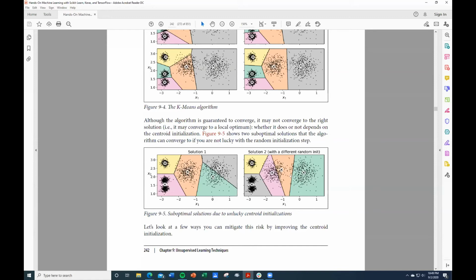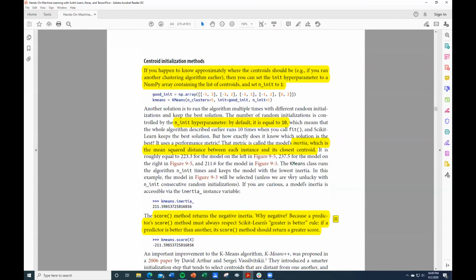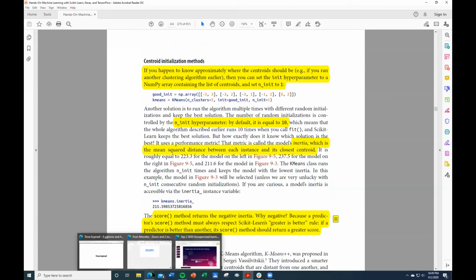Okay, so what you can do is improve the initialization of the centroids to avoid as much of an influence from lucky initializations.